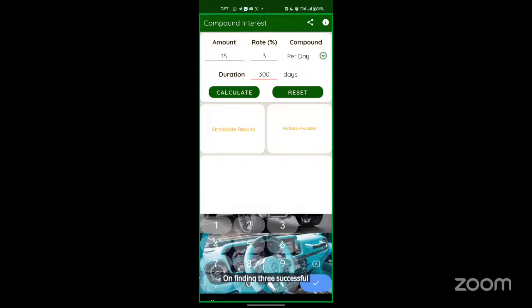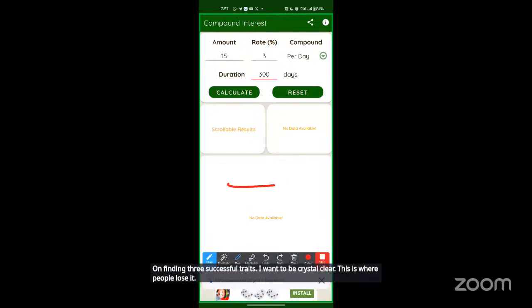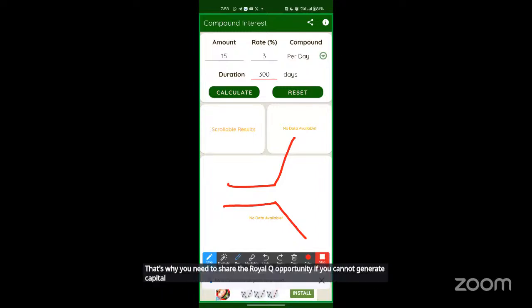I want to be crystal clear. This is where people lose it. Some trades, you will win them. Some trades, the market will go against you. That's why you need to share the Royal Q opportunity if you cannot generate capital, that sometimes there will be trades you will enter and they go against you and you need to wait. Does that make sense?